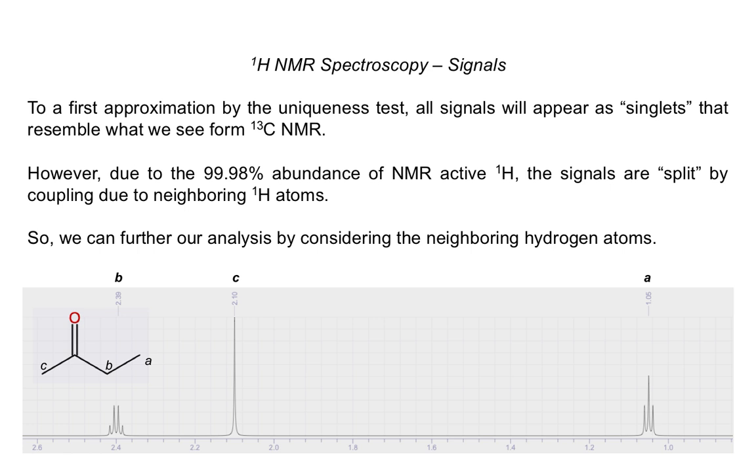So when we were doing the uniqueness, we were really just doing a first approximation. You know, how many sets are there? At that first approximation, you can say, well, everything's a singlet. But then when you do the n+1 rule for the neighbors, you're doing a second approximation of how those single peaks will change based on the spin states of the neighbor. So again, that's the important thing for your second approximation.